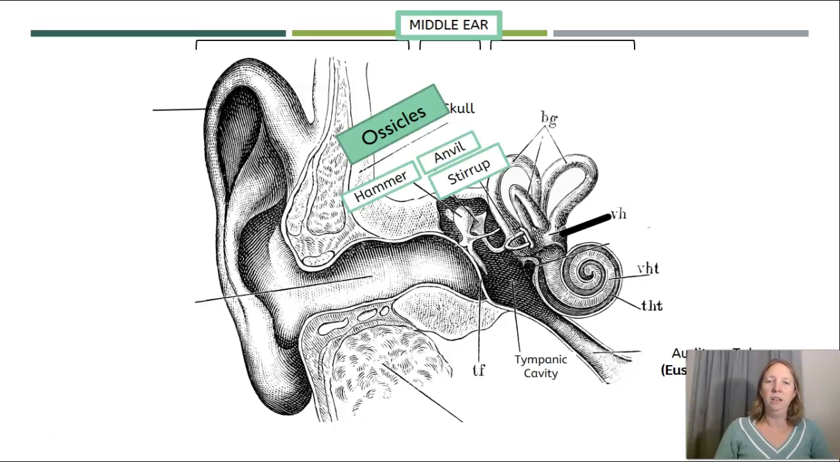The middle ear is made up of 3 ossicles. Ossicles are the 3 little bones that vibrate in relation to the vibrations that hit the eardrum to create a neural signal. So we've got the hammer, anvil, and stirrup. There are other scientific names, but for our purposes, these names will suffice.